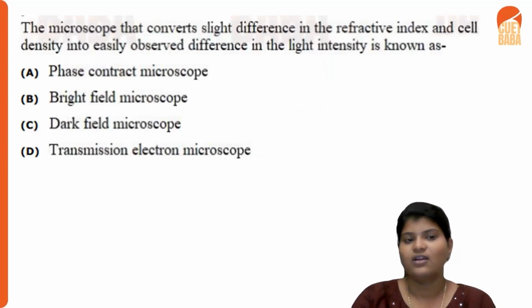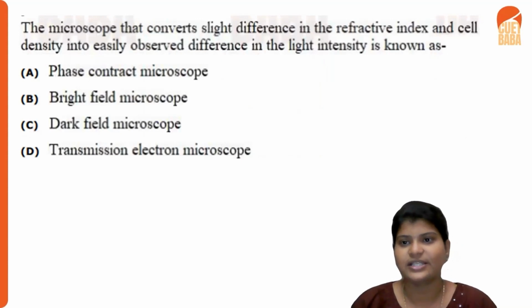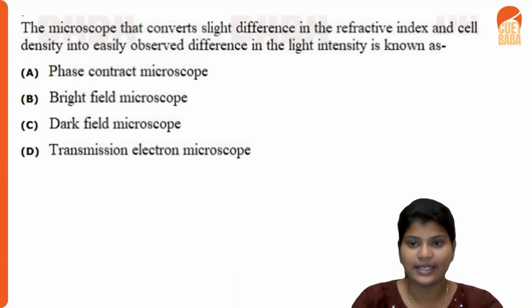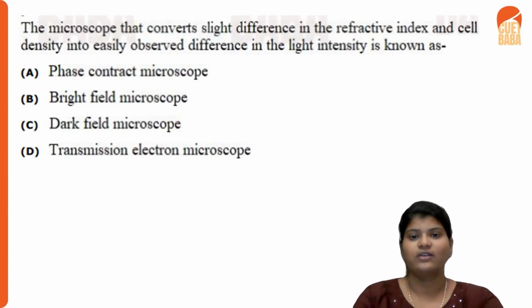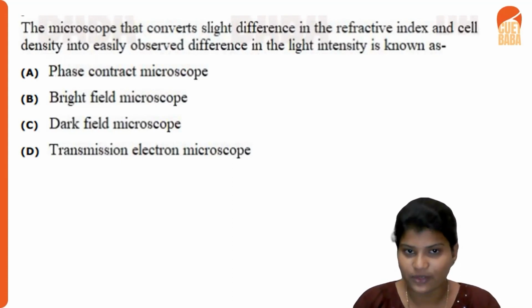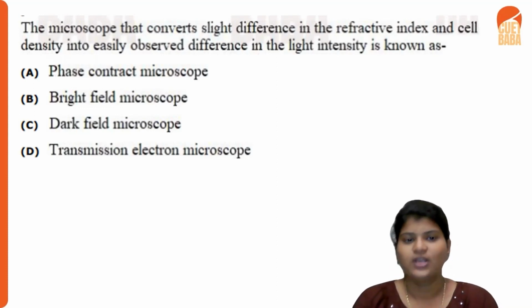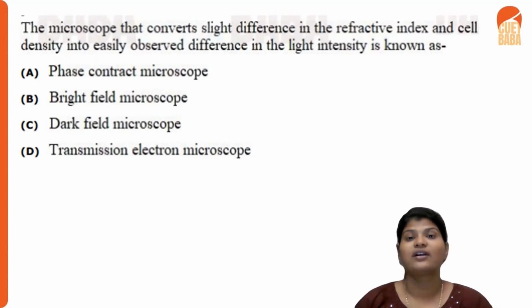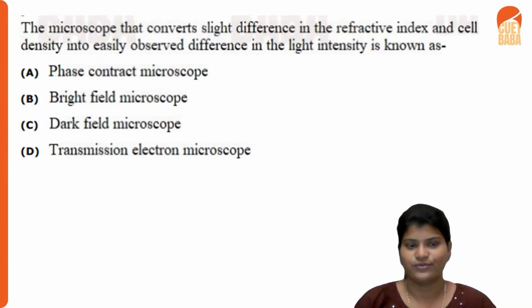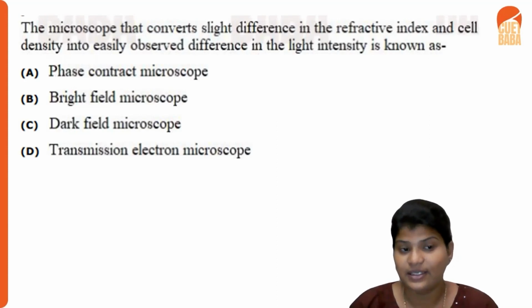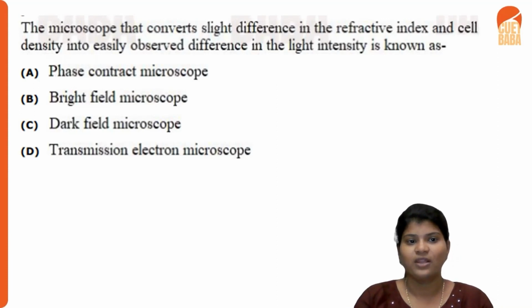And the next question: the microscope that converts a slight difference in the refractive index and the cell density into an easily observed difference in the light intensity is known as. There are four options: phase contrast microscope, bright field microscope, dark field microscope, and transmission electron microscope. The transmission electron microscope uses electron beams as a light source. So option D won't come. And for bright field and dark field, the light source will be narrow, so there won't be any changes in the light intensity.